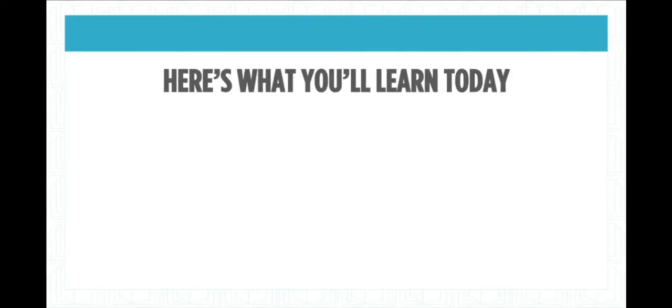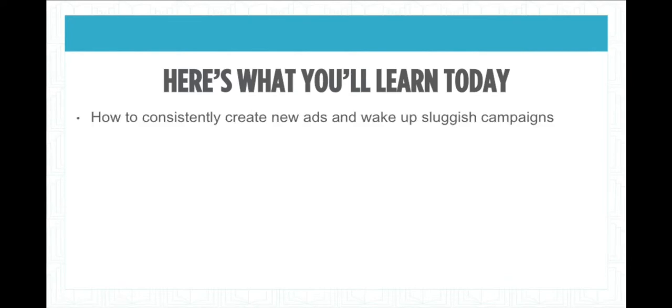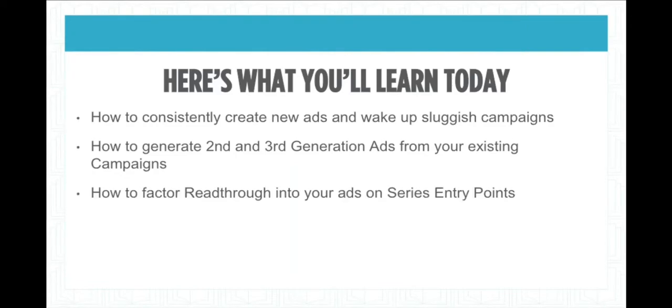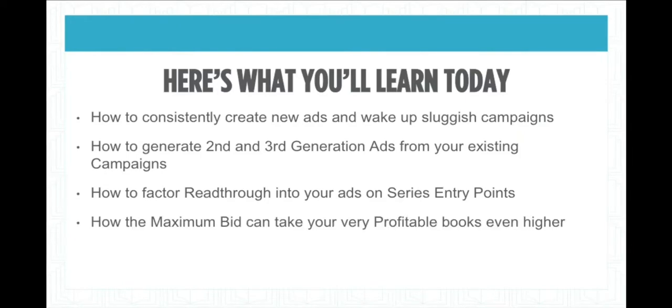So here's what you're going to learn. That was all the introduction, folks. I hope you like the fact that I'm not leaving anything to chance here. We are diving straight into the good stuff. Here's what you're going to learn: how to consistently create new ads, wake up sluggish campaigns, how to generate second and third generation ads from your existing campaigns, how to factor read-through into your ads on series entry points, and how the maximum bid can take your very profitable books even higher.